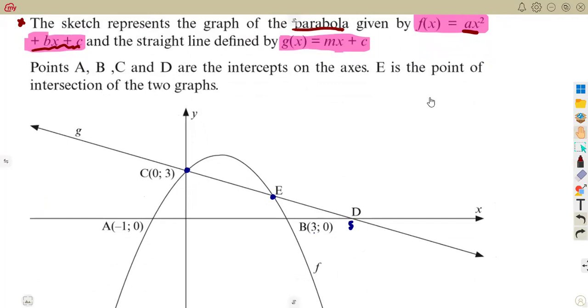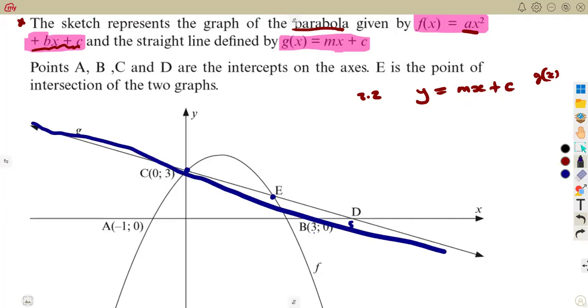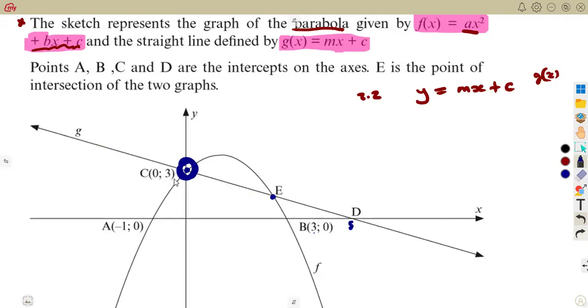We are already given the form y is equal to mx plus c. So taking y is equal to mx plus c, remember, we need to calculate the equation of g. m represents the gradient, c is the y-intercept. We can see that this line g passes through the y-axis at the point (0, 3). We already have the y-intercept. The y value there is 3. So c is the y-intercept, which is equal to 3.